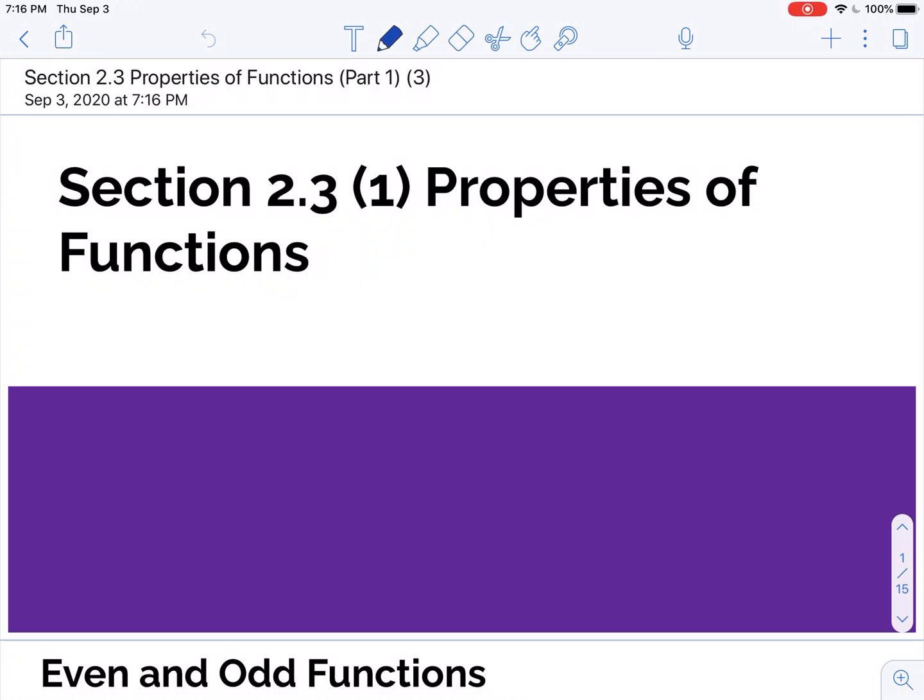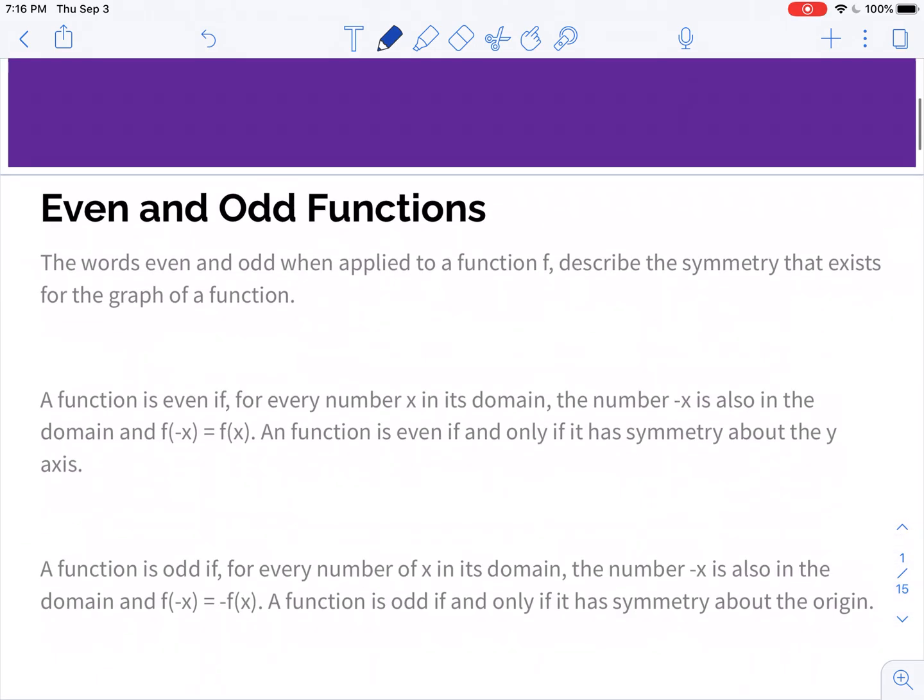Okay, these are the section 2.3 part 1 video notes, and we are going to continue looking at properties of functions. We're going to continue talking about functions and all their general varieties, some of the things that describe them, working towards looking for proper mathematical words to describe their graphs, etc. So we're going to start off talking about even and odd functions.